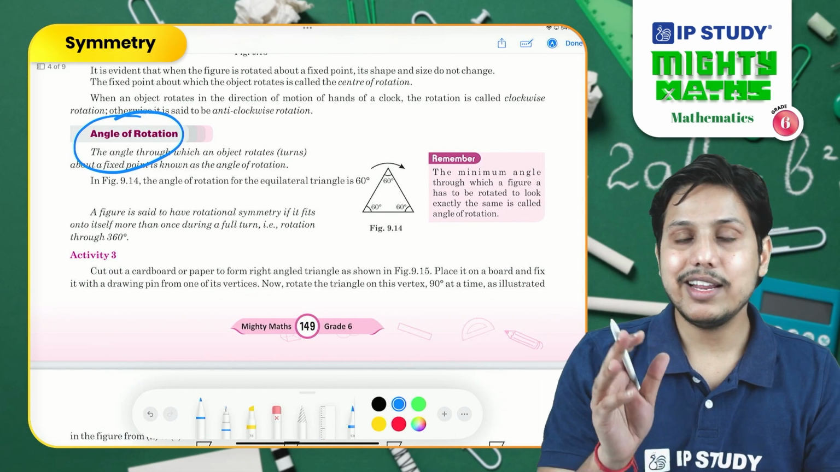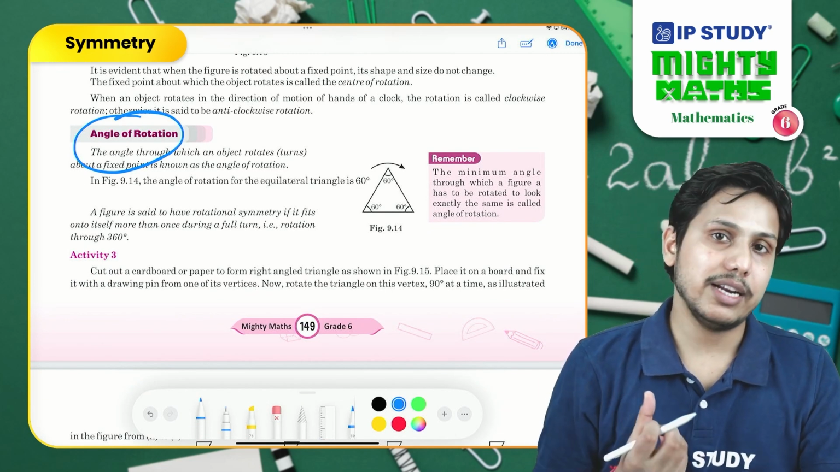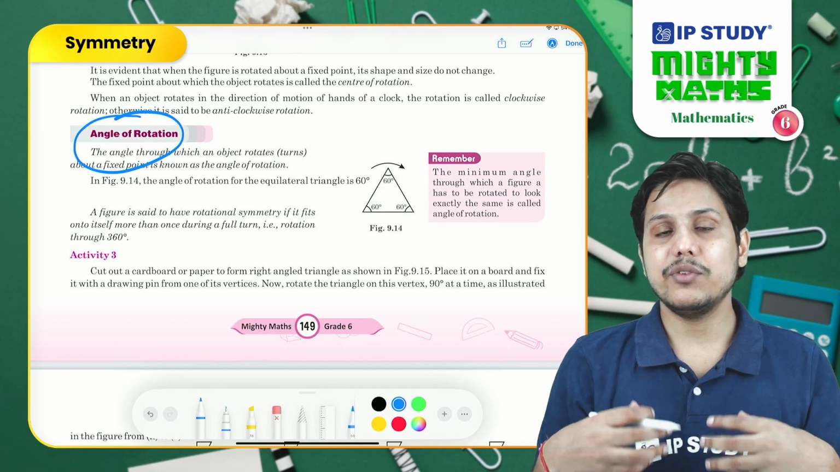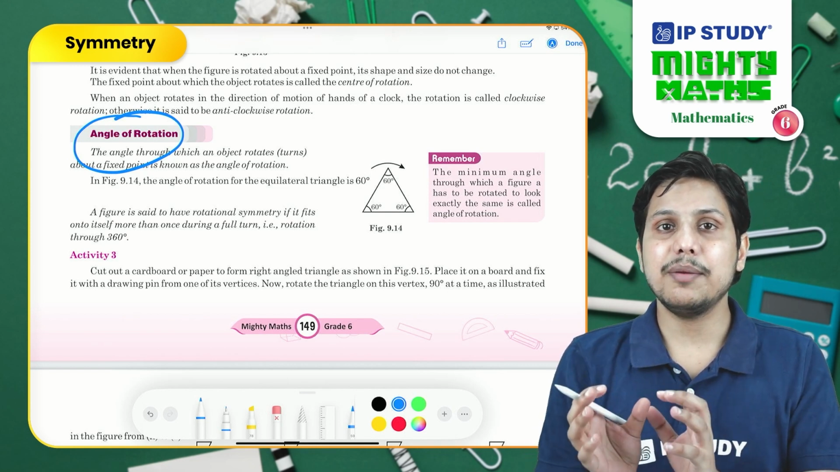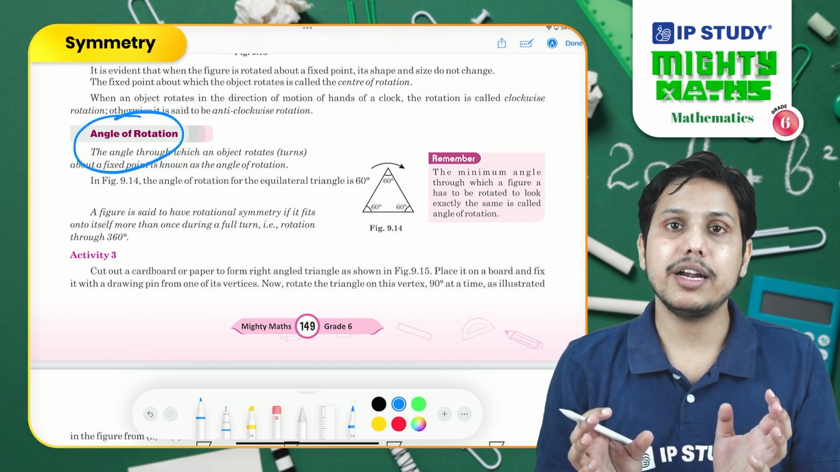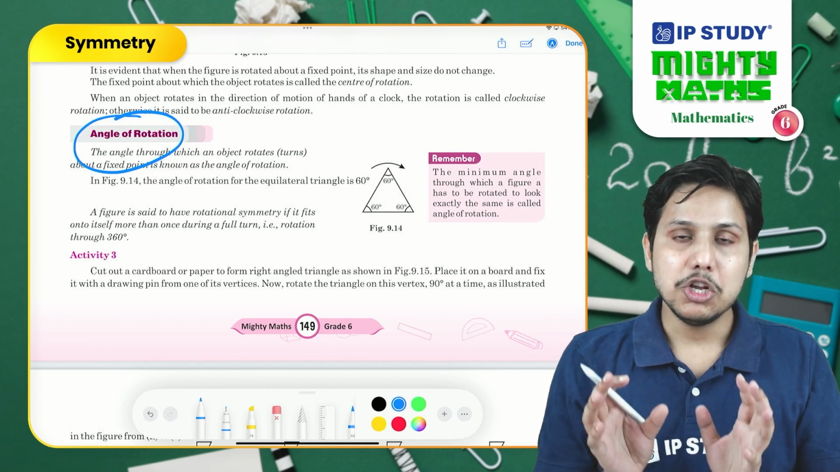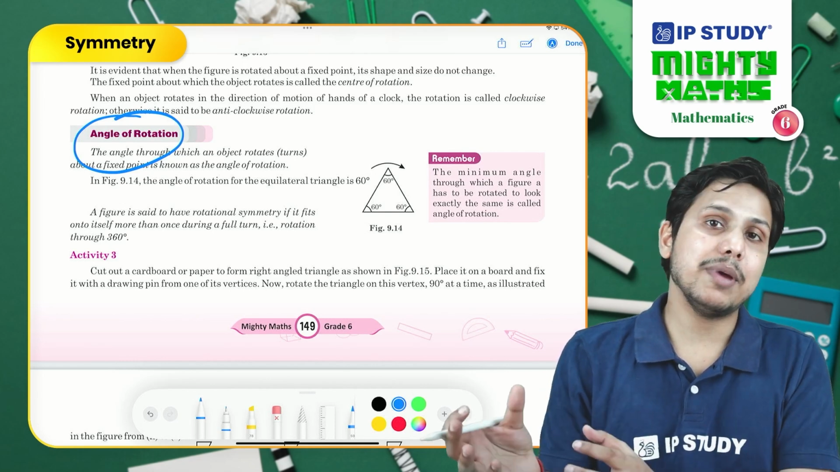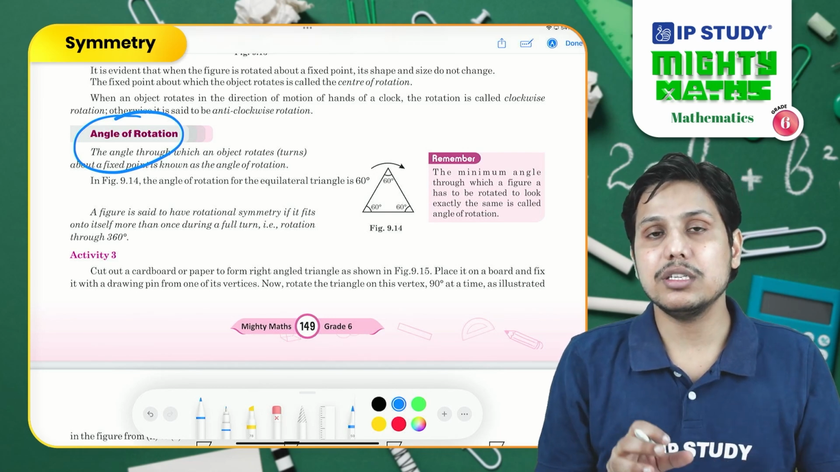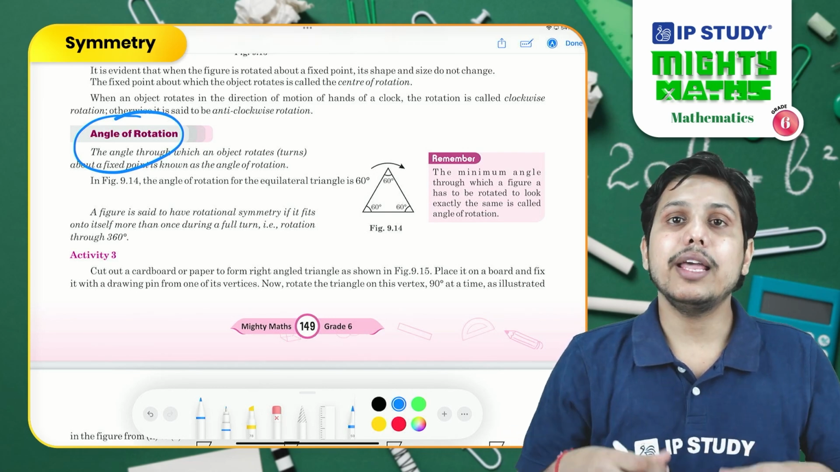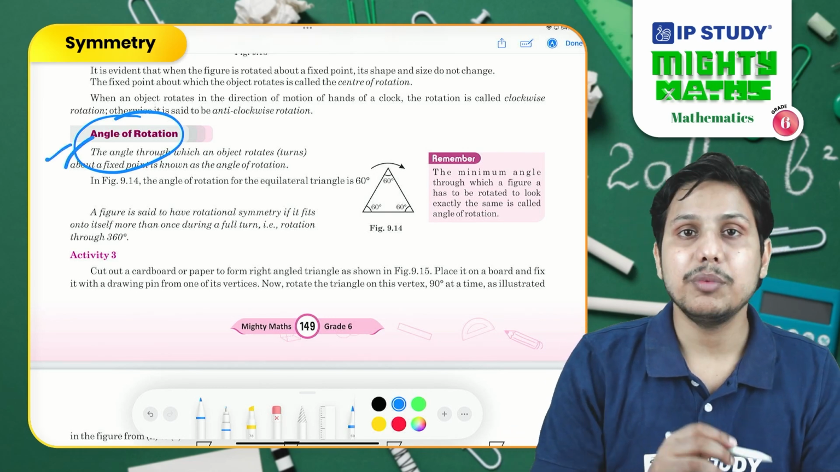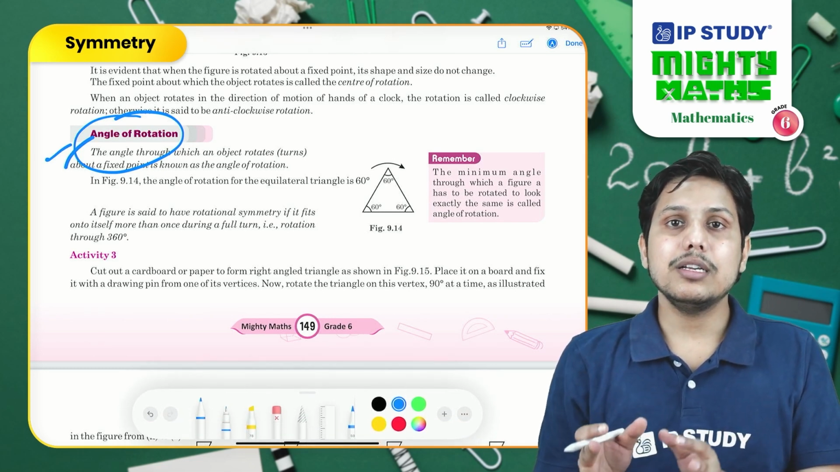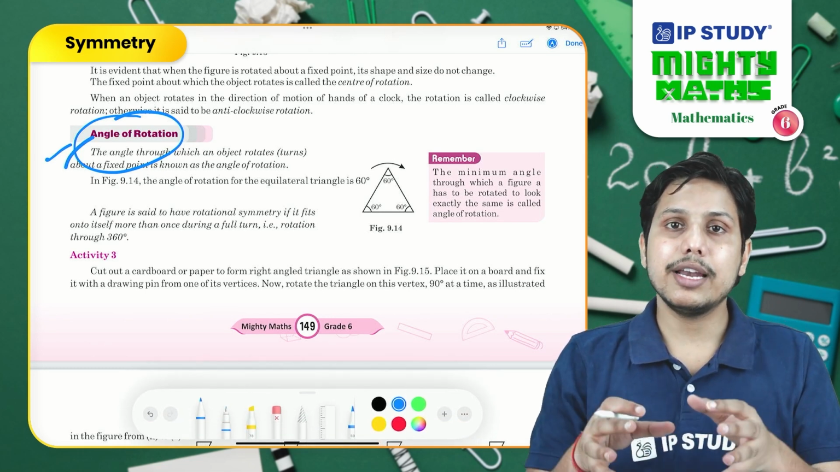So students, we have taken the example of an equilateral triangle. What was the first angle at which the equilateral triangle was exactly the same as at the starting position? It was 120 degrees. So the first angle at which the figure looks exactly the same as at the starting point of rotation is called the angle of rotation, because it was the first angle that we found.